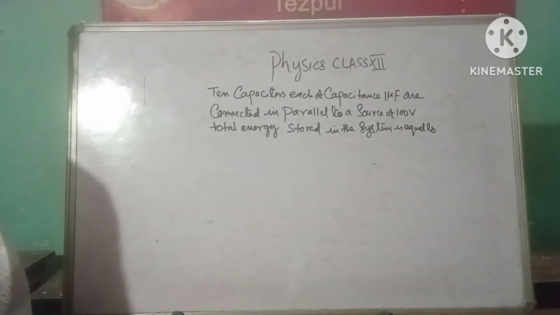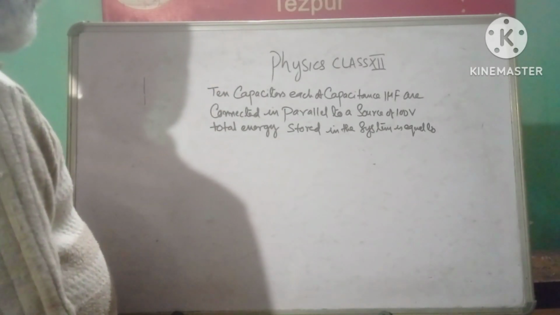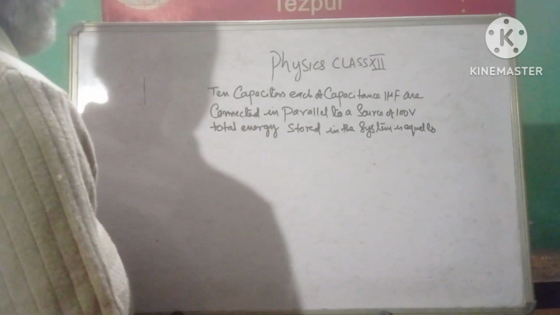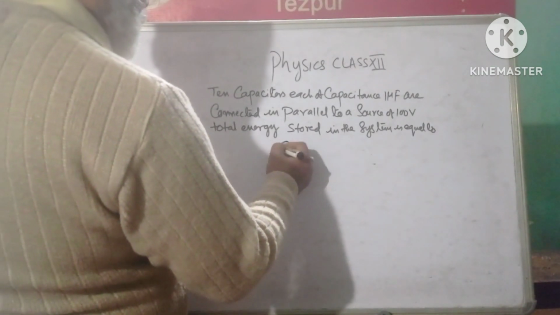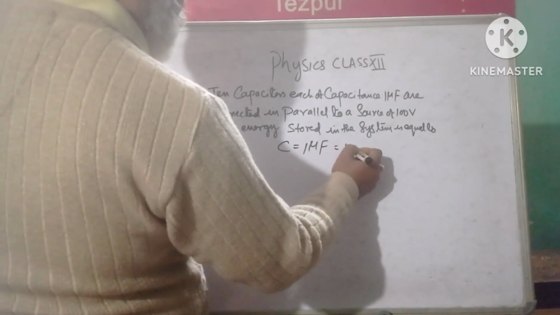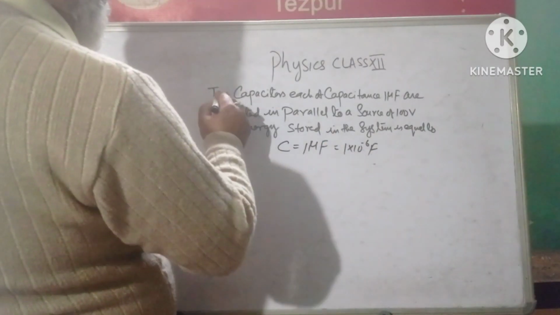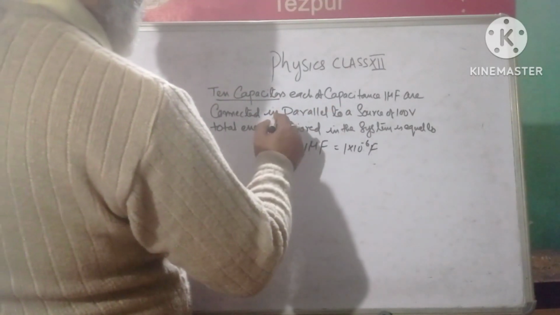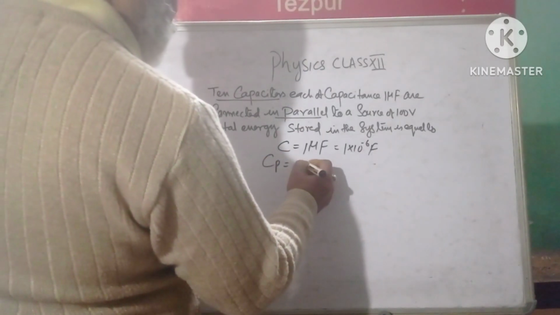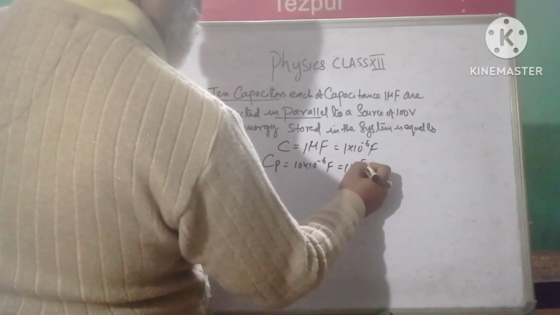Here you see 10 capacitors, each of capacitance 1 microfarad, are connected in parallel to a source of 100 volt. What is the total energy stored in the system? Capacitance is given as 1 microfarad, that is 1 into 10 to the power of minus 6 farad. Since there are 10 capacitors connected in parallel, your total capacitance will be 10 into 10 to the power of minus 6 farad, so this will be 10 to the power of minus 5 farad.